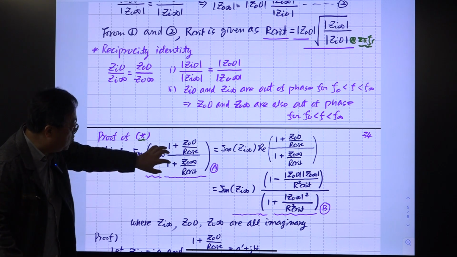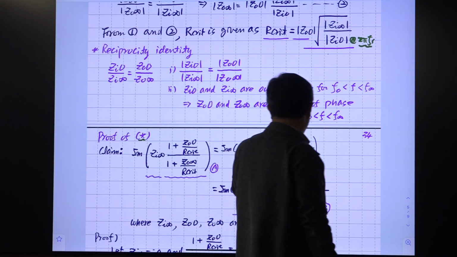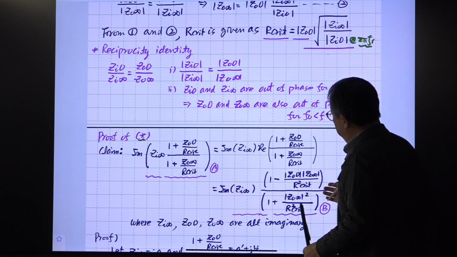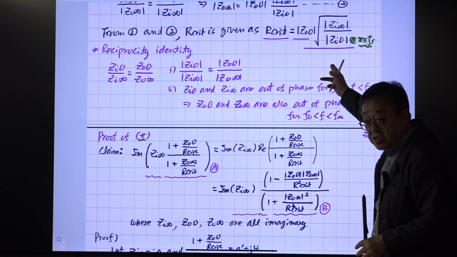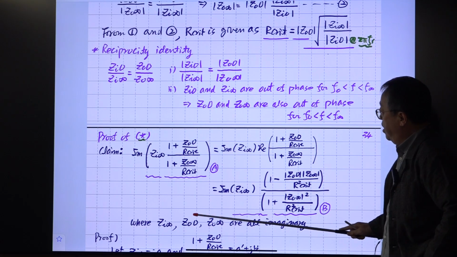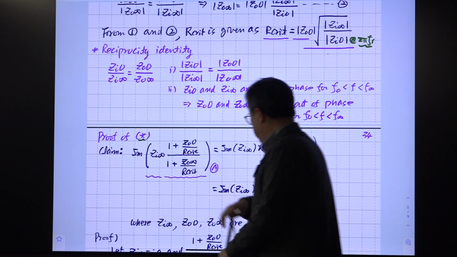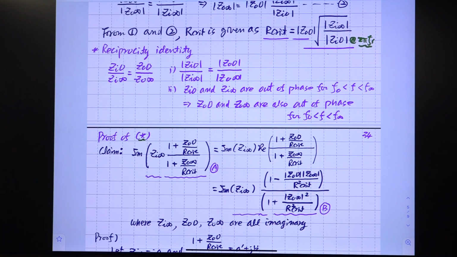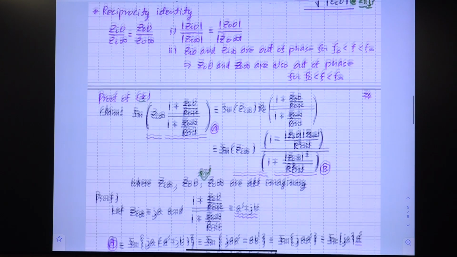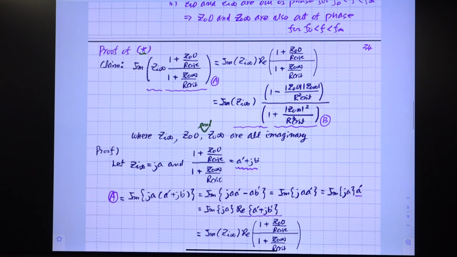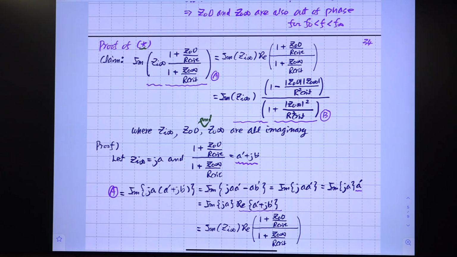We claimed that this one can be modified to this, and this one can be modified to this, and we made use of this equation to derive this. GI infinity, GI0, GO0, GO infinity, all of them are purely reactive. That is our fundamental assumption. Everything is reactive. Then we want to show this is the same as this one.